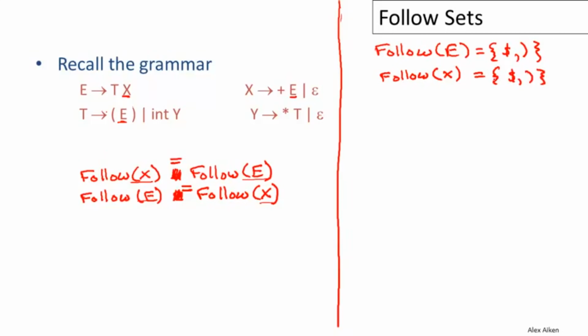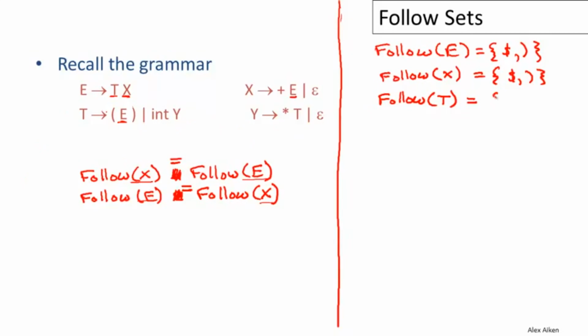All right, so now let's move on to the follow of T. What's going to be in the follow of T? Well, again, we have to look at where T is used in the grammar. T is used in two places. The first one is here in the first production. And so what's going to be in the follow of T? Well, it could be anything that is in the first of X, because X comes immediately after T.